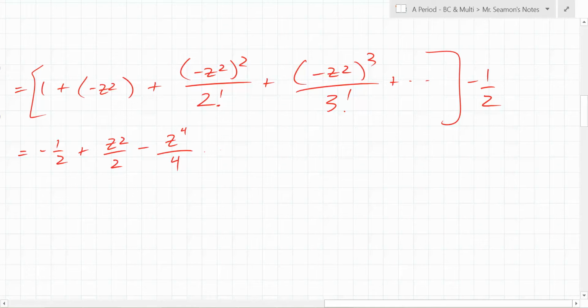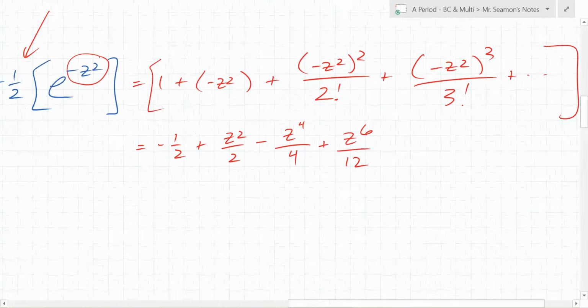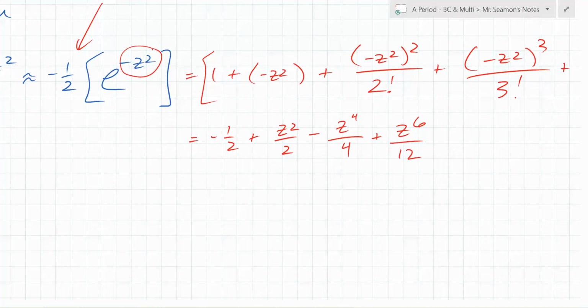So what's it going to be? It's going to be plus or minus? It's going to be plus z to the over 12. Is everybody with me so far? Yay? So this is the integral of what we want. So what do we need to do to both sides?